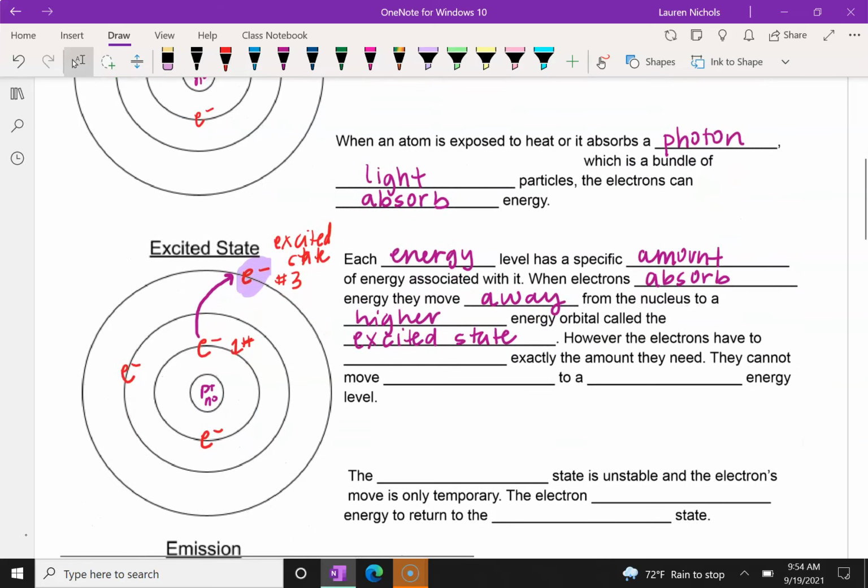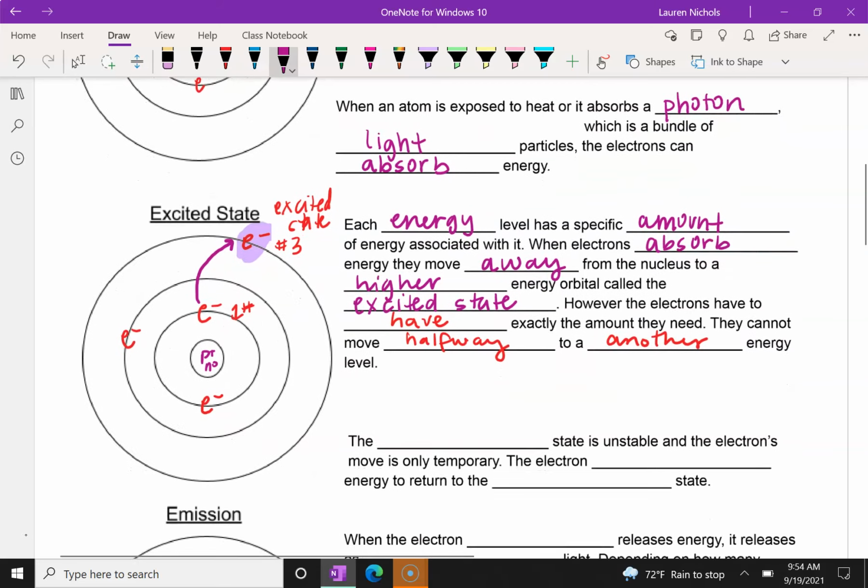And so these electrons have to have exactly the amount that they need, okay? They cannot move halfway to another energy level. So meaning that when they absorb energy, they have to have the exact amount needed to get to number 3. They can't go like halfway and then come back. Okay, they have to go all the way. They can only go from energy level 1 to 2 to 3. There's no such thing as moving to energy level 2.5. It has to go the full way.